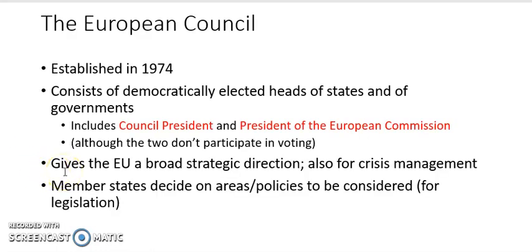The European Council. This was established in 1974. We said it already. It is a body that consists of those heads of states and governments who are democratically elected by their own constituents back in their own countries. The body itself includes the Council President and the President of the European Commission. But mind you, when there's voting, these two members don't actually participate in the vote.